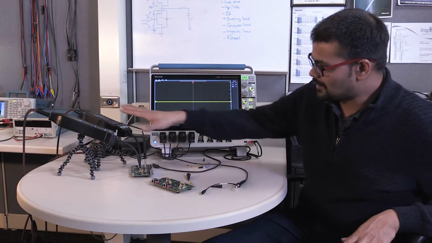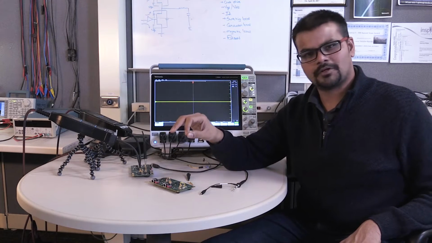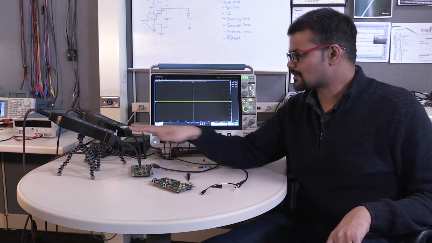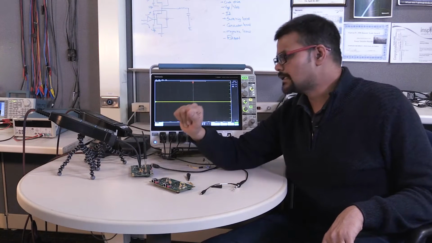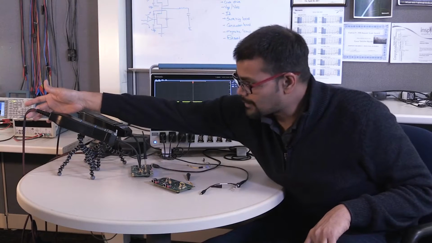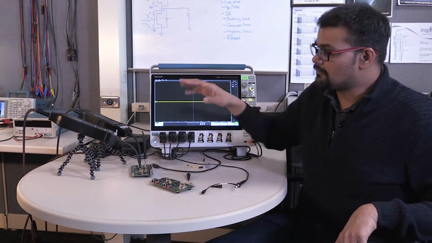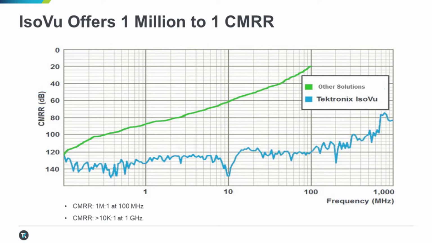Now, thinking about these measurements, I think one of the key probes you need for these measurements are these IsoVu probes. These are isolated differential probes. What that means is it has an optical isolation. There is no electrical connection between the probe heads and the scope, which gives you a very, very high common mode rejection. Why do you need it?